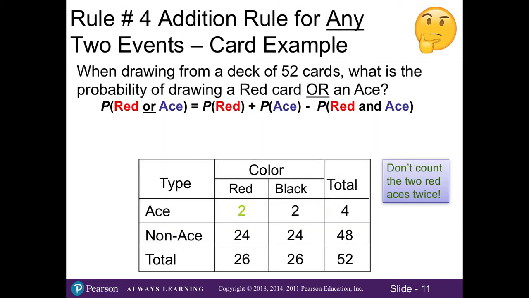Let's look at another example of the same rule. Say we're drawing from a deck of 52 cards, and we want to know the probability of drawing a red card or an ace.